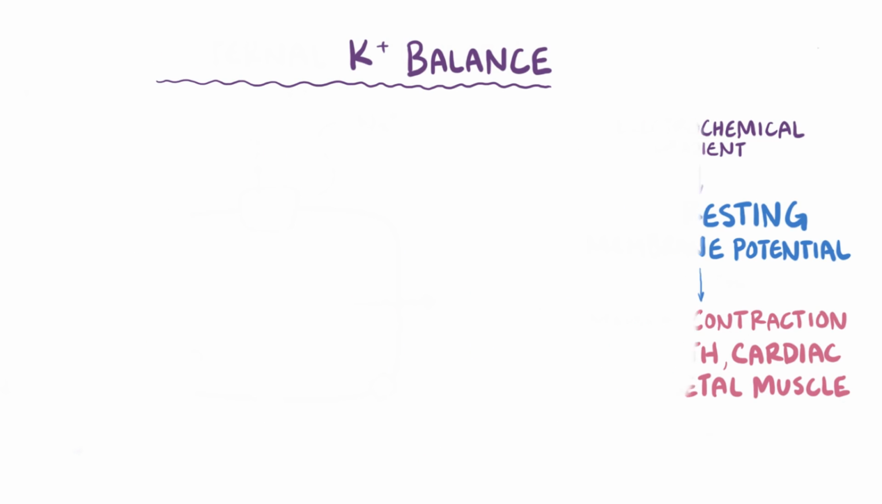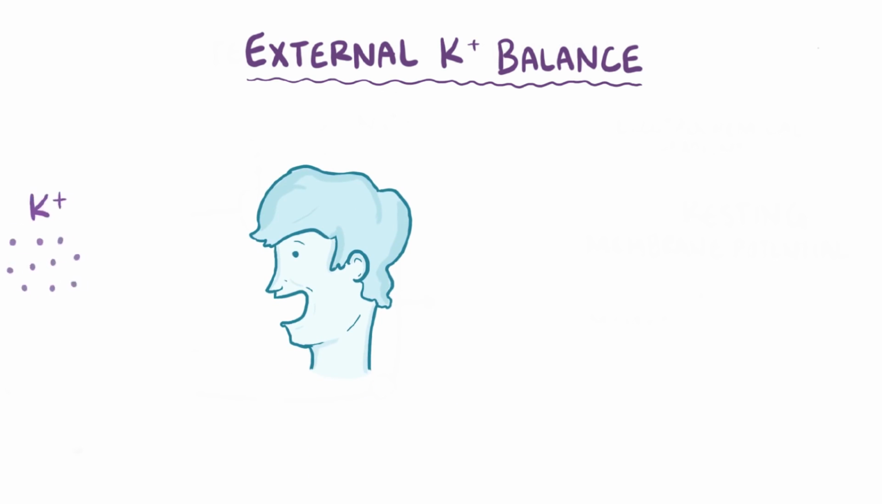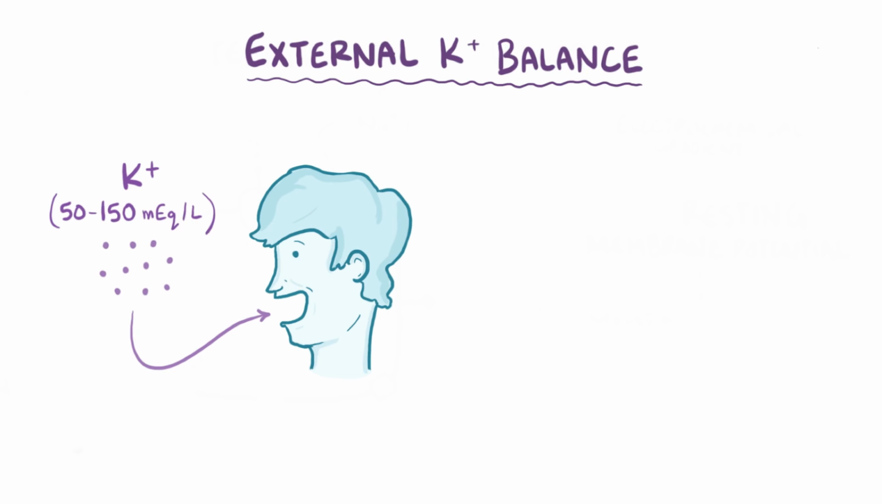Also, though, in addition to this internal potassium balance, there's also an external potassium balance, which refers to the potassium you get externally through the diet every day. On a daily basis, the amount of potassium that typically gets taken in usually ranges between 50 milliequivalents per liter to 150 milliequivalents per liter, which is way higher than the extracellular potassium concentration of 4.5 milliequivalents per liter. So your body has to figure out a way to excrete most of what it takes in.